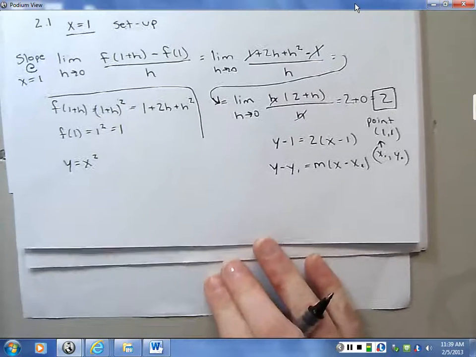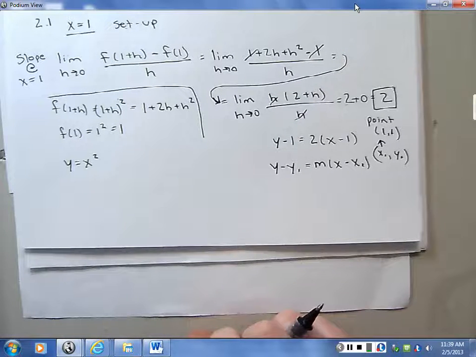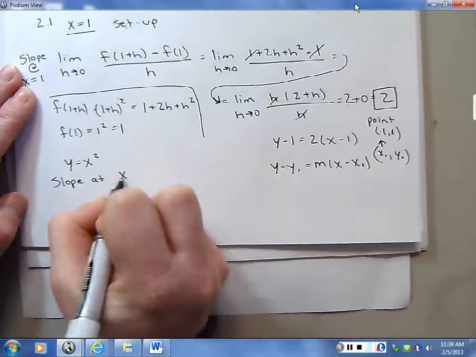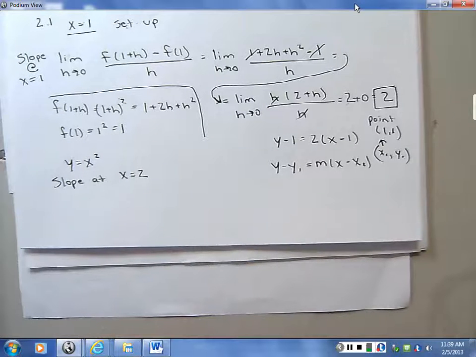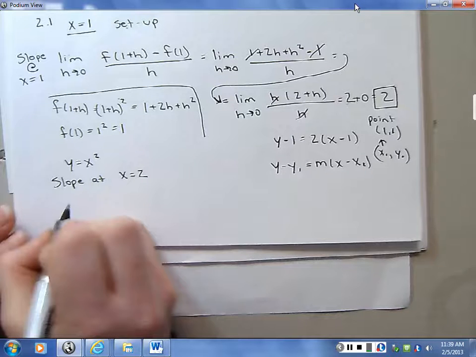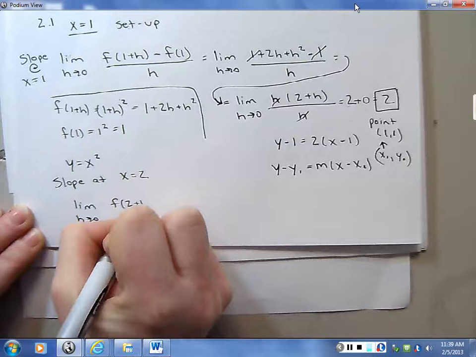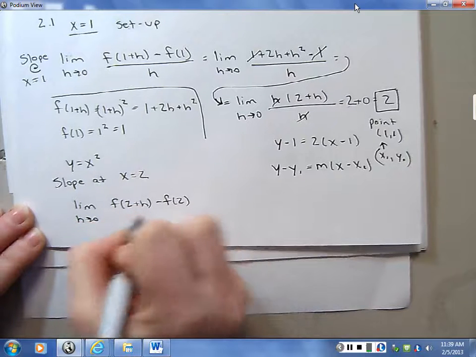So let's look at calculating the slope at x equals 2. I want you guys to calculate that. What is the slope at x equals 2? So what would this setup be? Yeah, the limit as h goes to 0 of f of 2 plus h minus f of 2 over h.